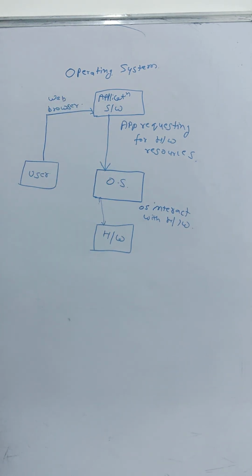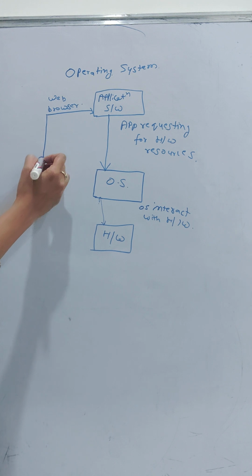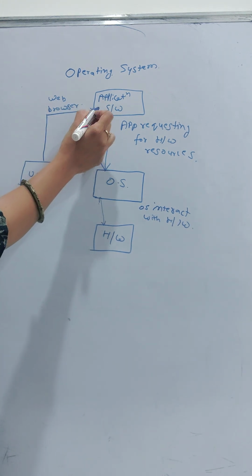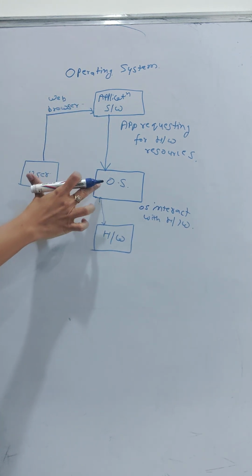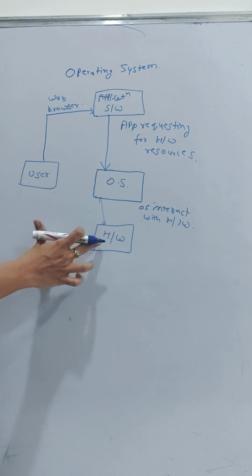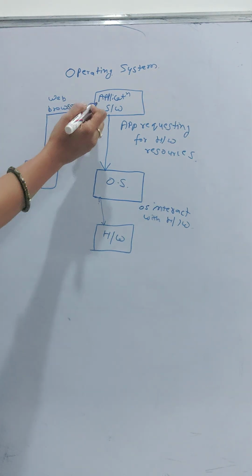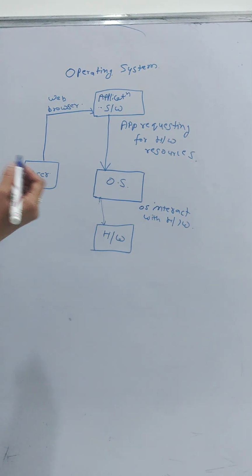Okay, so this is the complete flow how system works. So user will not directly interact with the OS. So user will open application software. Application software will request operating system for hardware resources. OS will interact with hardware and it will provide all the required resources for this application.